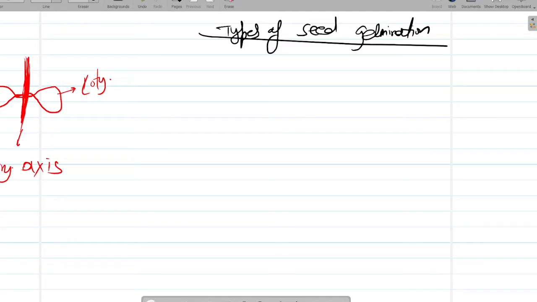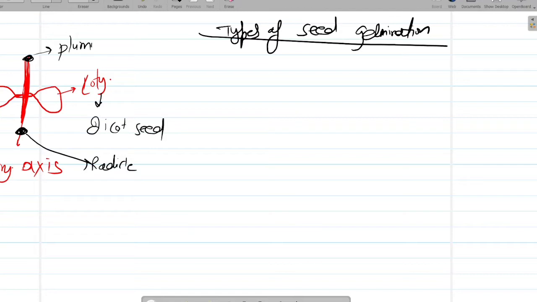As you can see, here are two cotyledons. That's why we can also call this a dicot seed. Now this is your radicle, and the radicle is the point where the root system of the plant will be generated, while this is your plumule, where your shoot system will be generated from this area.